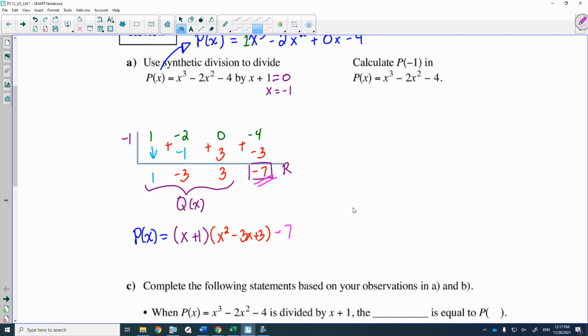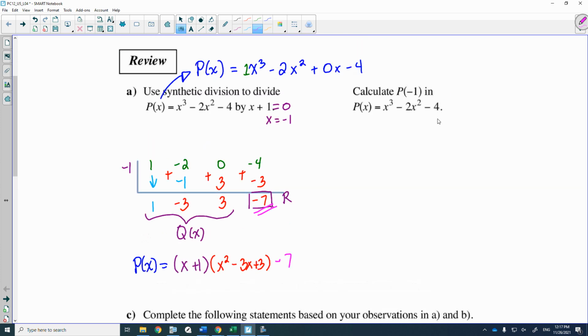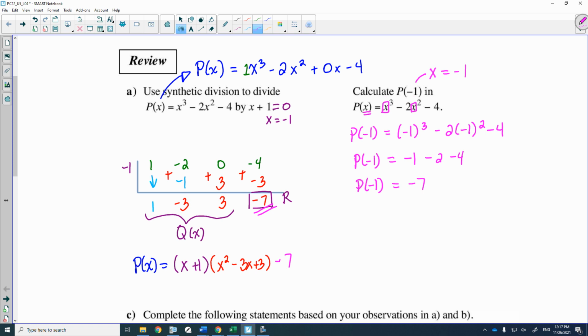The second thing that it's saying is now it's asking us to calculate p of -1 in the polynomial function. So it's the exact same polynomial function, and they want us to calculate p of -1. Remember, this is saying when x is equal to -1. So take out your x. Every single time you see an x, substitute it in for a -1. So -1 cubed minus 2, -1 squared minus 4. P of -1 is equal to -1 minus 2 minus 4. P of -1 is equal to -7.